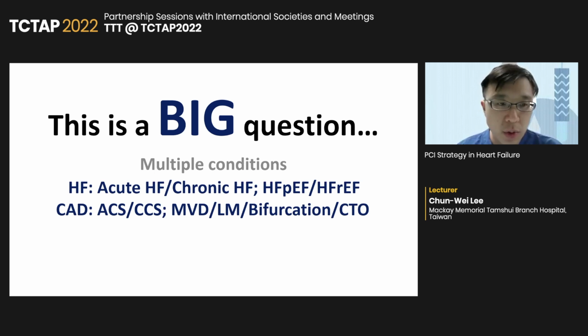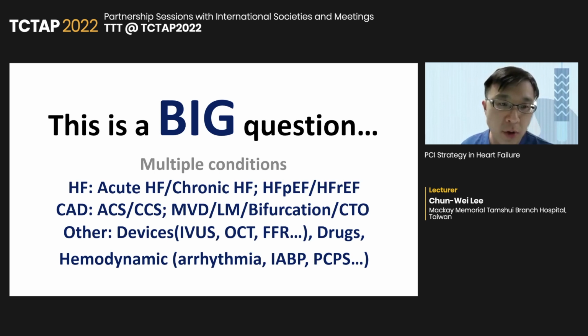Meanwhile, according to the CAD, the condition of the patient could be multivessel disease, left main bifurcation, or CTO. And there are other issues. For example, when heart failure encounters PCI, what kind of imaging device or functional device, and the drugs, and also some hemodynamic issues, including mechanical circulatory supports such as intra-aortic balloon pumping or PCPS.